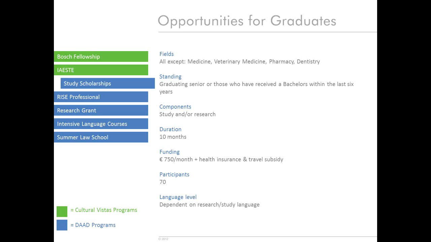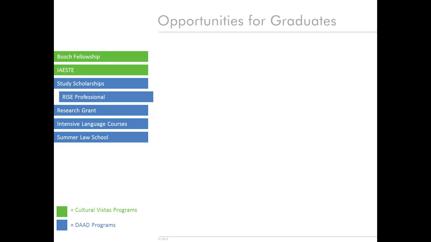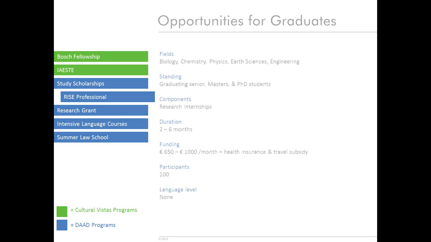The companion program to the RISE program, which we mentioned before in the undergraduate section, is called RISE Professional, and that's similar in terms of the fields that are targeted. The couple of differences, first of which is that it's for graduating seniors, master's and PhD students. And most importantly, the internship is not in a PhD lab. It is actually working with a company in Germany and can last for up to 6 months. And as you can see, the funding is a little higher than for the RISE undergraduate program.